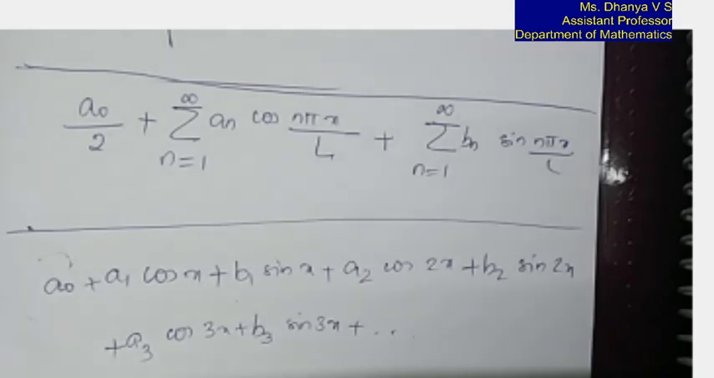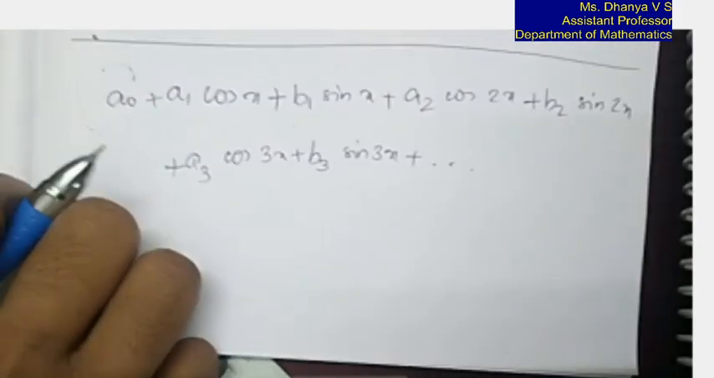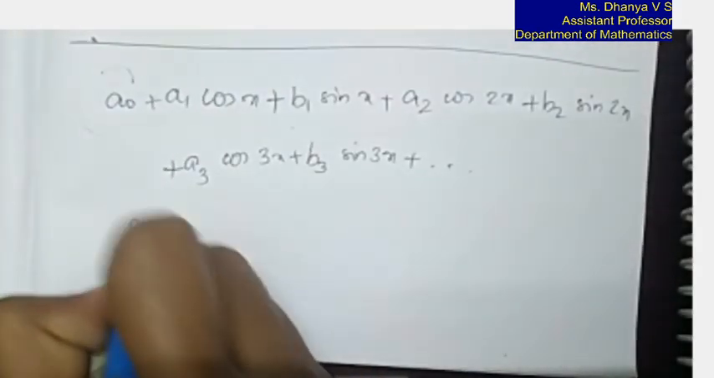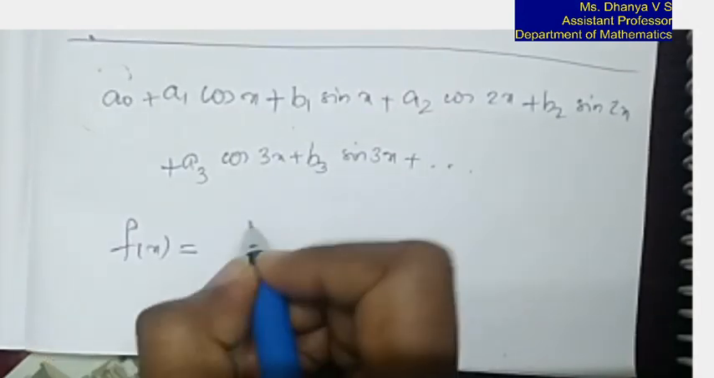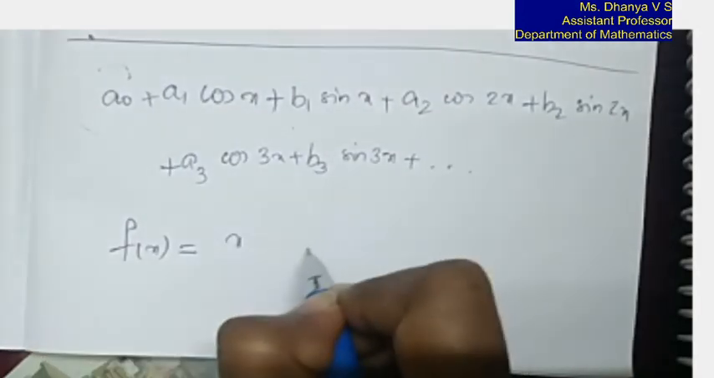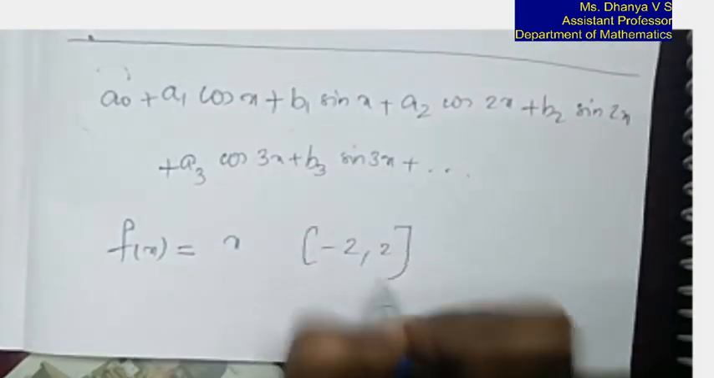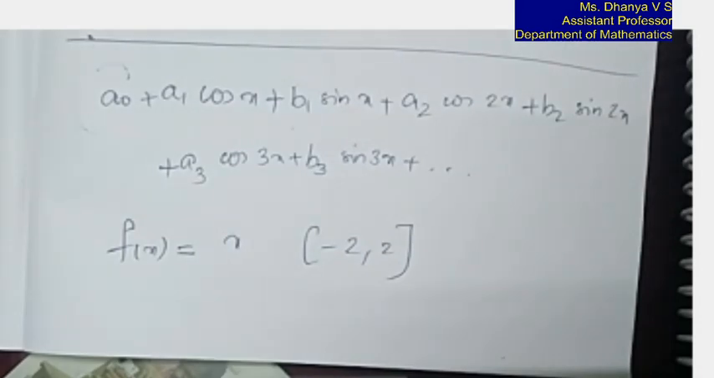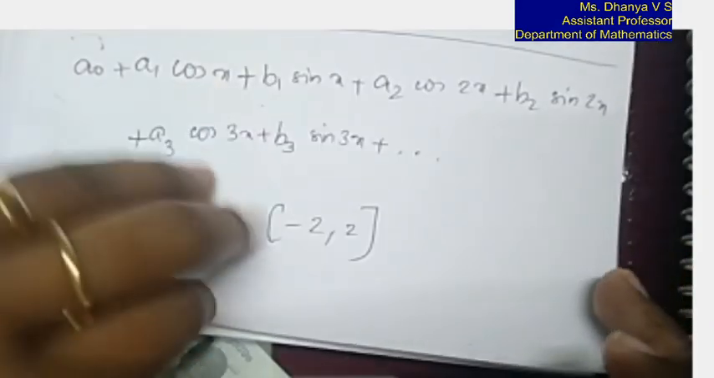So what we are going to do in this chapter, in Fourier series, is first define periodic functions. Why do I define periodic functions? If I consider f of x equal to x in the closed interval minus 2, 2, what will be the graph of f of x?